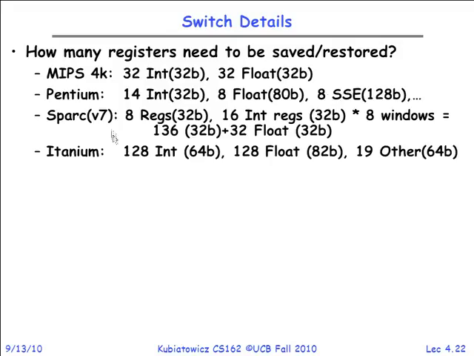Spark might be 8 32-bit registers, 16 integer, a bunch of register windows, giving you 136 of these, and so on. You get to Itanium, it might be 128 64-bit integers, and so on. So switch can vary a lot depending on the architecture. Depends on the processor. That shouldn't surprise anybody.